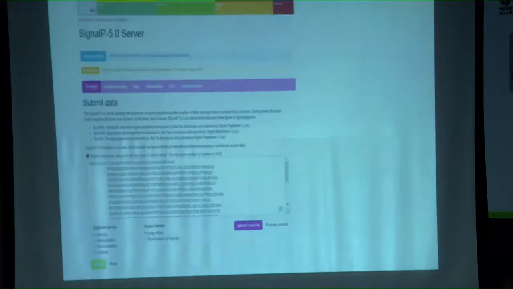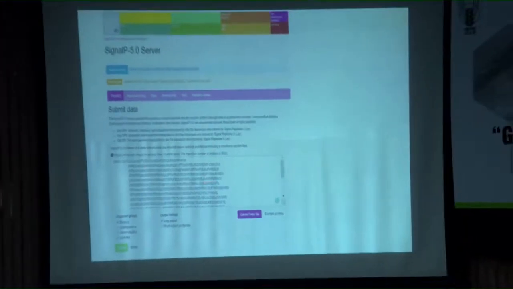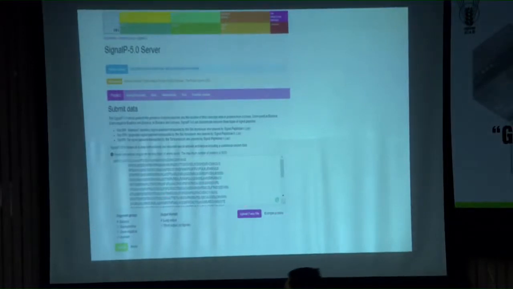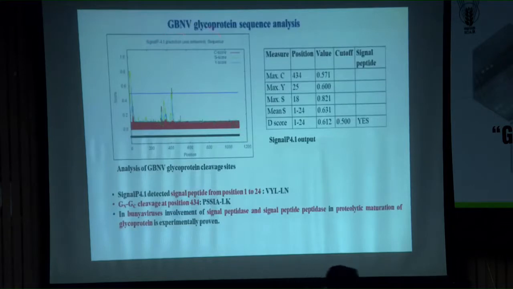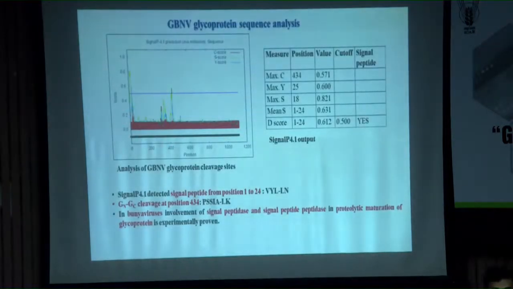Now, how to predict the signal peptide? There are only two software tools available so far which predict the signal peptide. The common one we use is the SignalP software. There are several versions; the recent version is 5.0. It is very easy to use. You put the sequence in the place given below and submit it. Once you submit the sequence, you will get this type of pictorial output. The red means the C score, S score and Y score, and this is the cutoff value. The cutoff value is 0.5, this purple line.